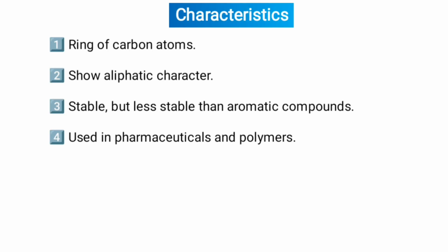Characteristics of alicyclic compounds. First one, ring of carbon atoms. Second one, show aliphatic characters. Third one, stable but less stable than aromatic compounds. Fourth one, used in pharmaceuticals and polymers.